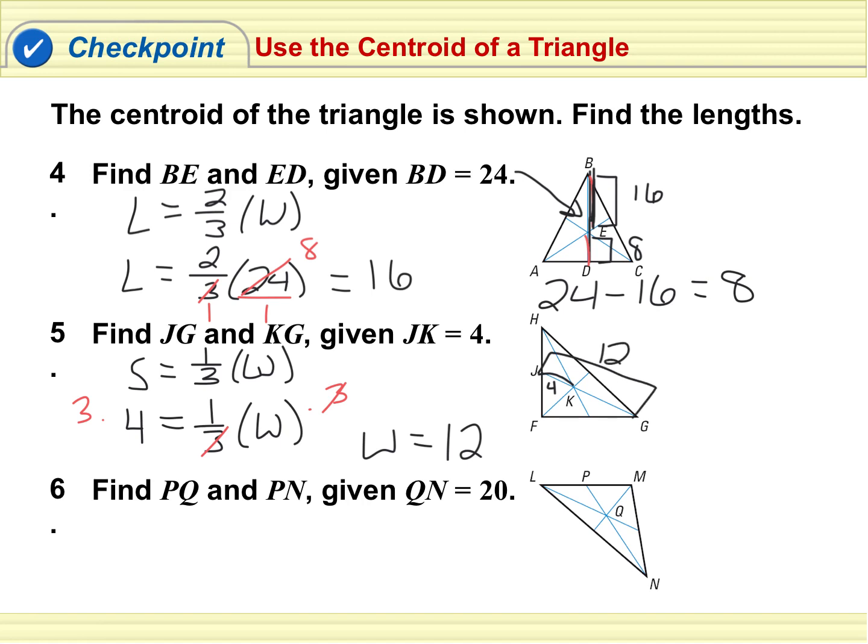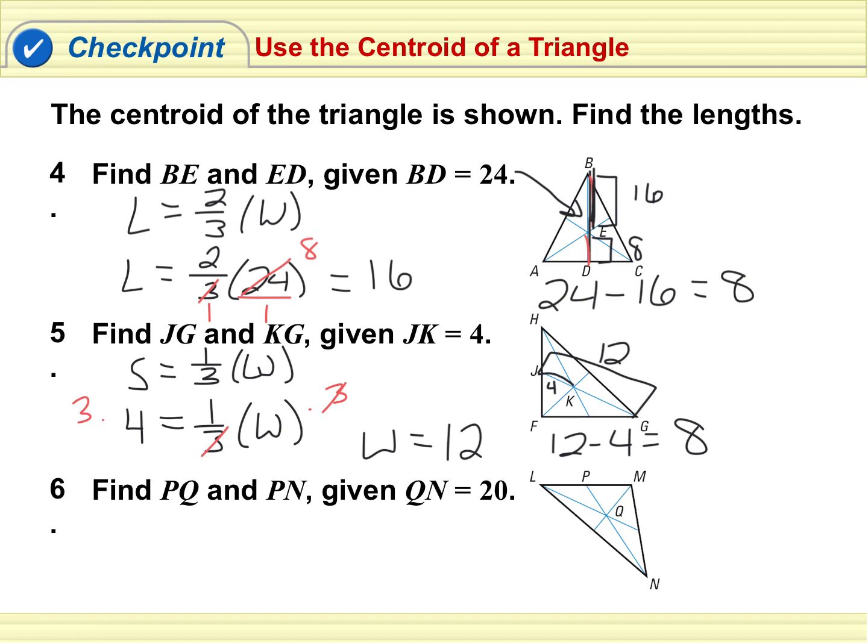So now we have the whole thing and we have a part. How do we find the missing part? 12 minus 4, which gives us 8. This is very confusing. I know. That's okay. Okay, let's look at one more.